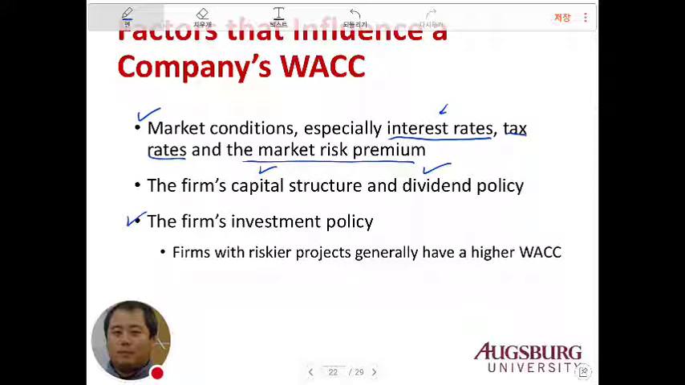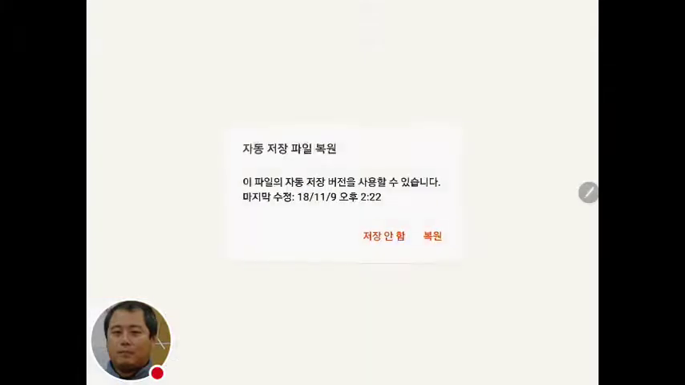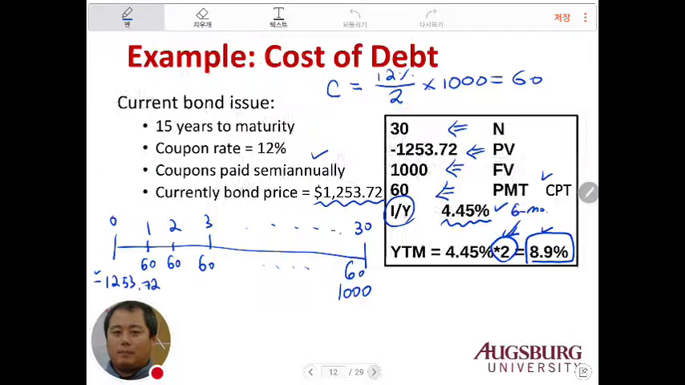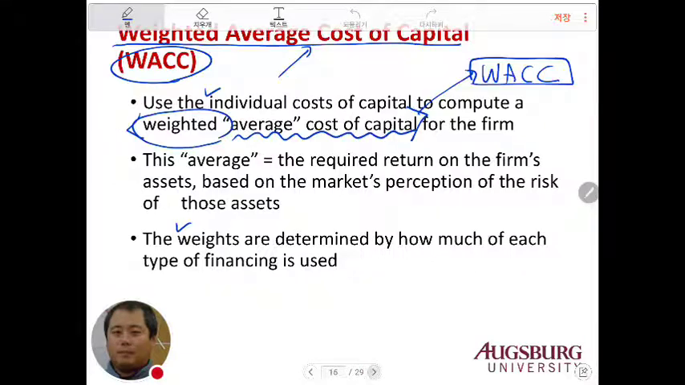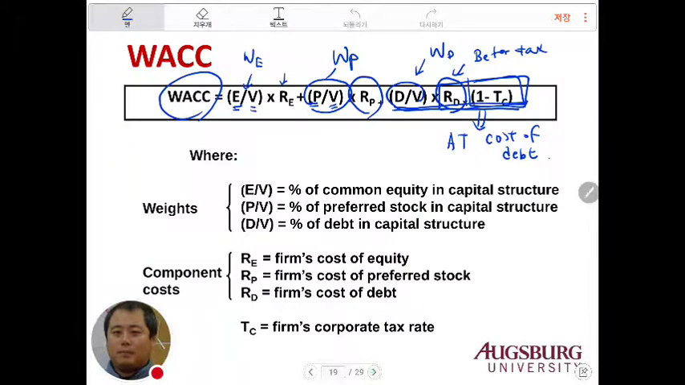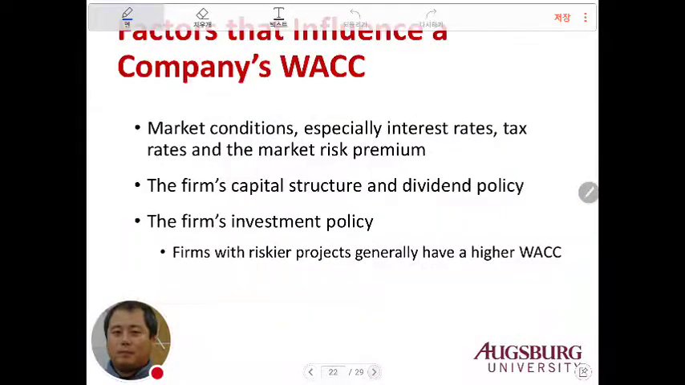So if the firm prefers higher risk project, then generally speaking, sorry, this is a little delayed because of the technical error. So let's go back to the things that we are on.